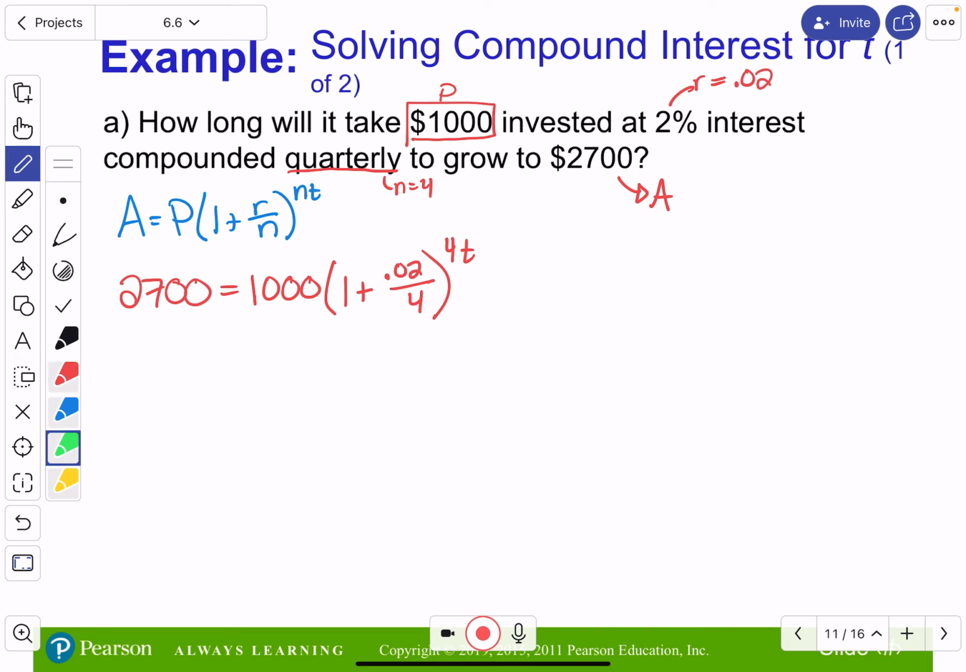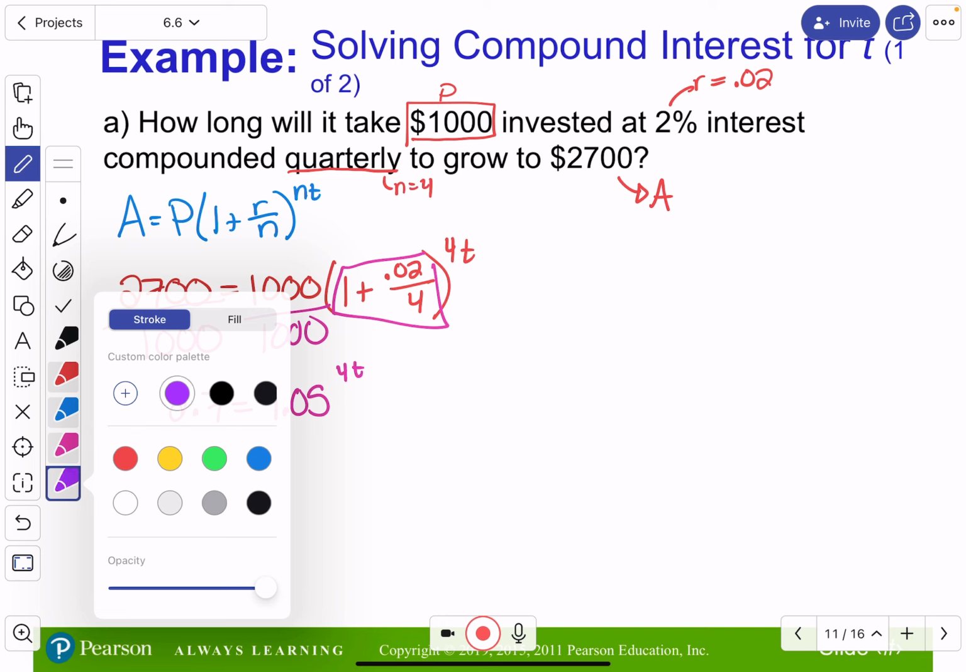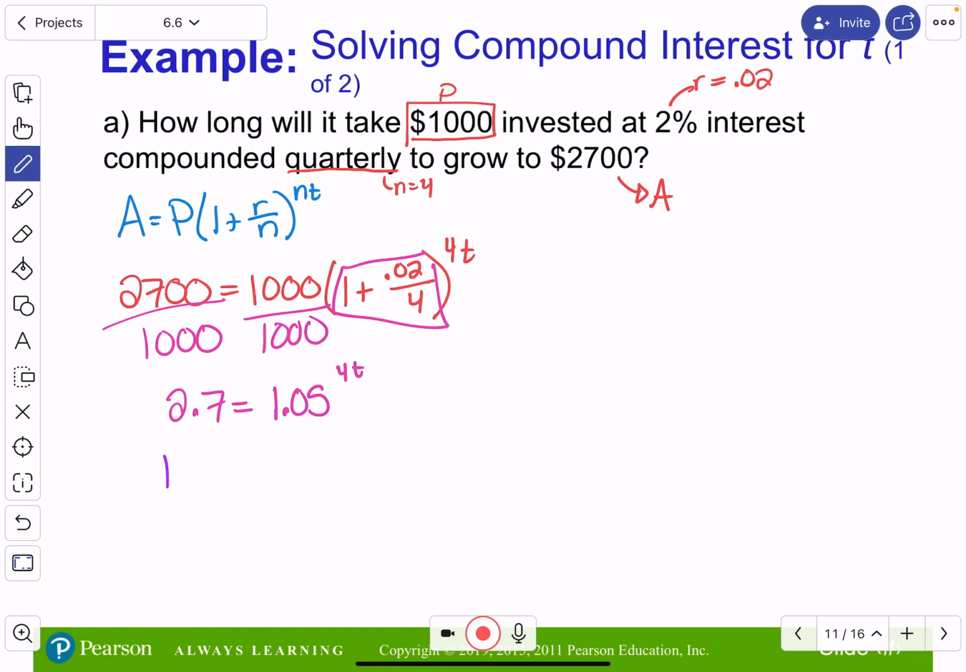So we've got to get the t alone. We're going to divide everything by 1,000. So we get 2.7 equals, and if I put that in a calculator, it's 1.05. Now we've got to take some logarithms. So log of both sides: log base 1.05 of 2.7 equals 4t. Using our change of base, log 2.7 over log 1.05.